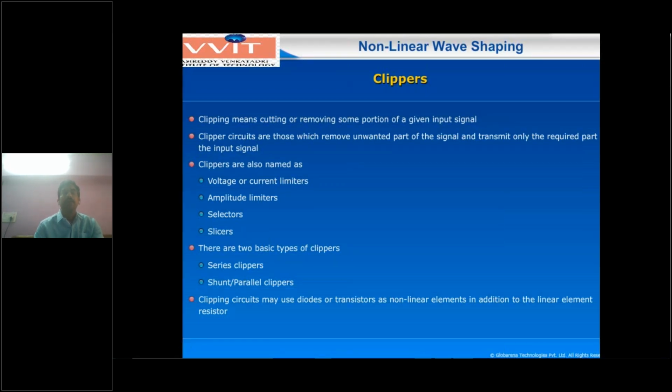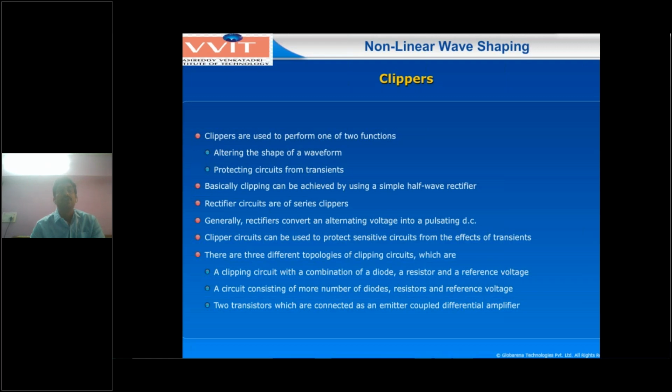Generally these types of clippers are mainly series clippers and shunt clippers. Whether it is a series clipper or a shunt clipper depends on the diode connection between the input and output. Clipping circuits mainly use diodes or transistors as non-linear elements, and the additional element is a linear element, the resistor. Clippers perform two operations mainly: altering the shape of the input waveform, or otherwise protecting circuits from transient responses.